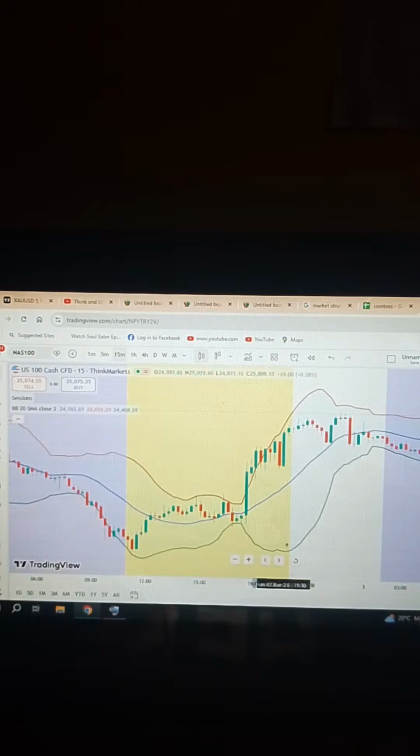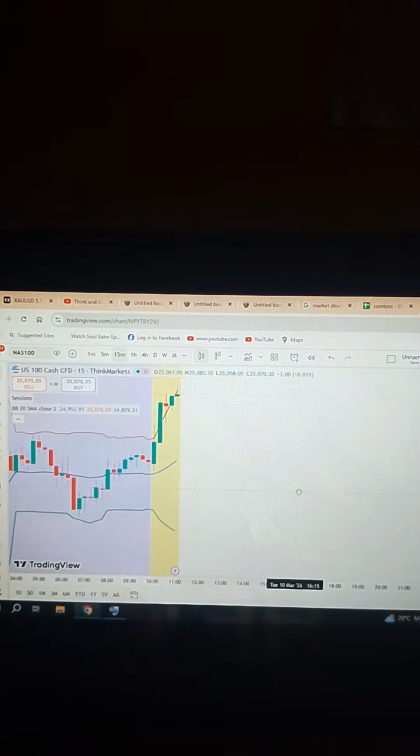You see, guys? So like today, what's happening today? It came up a little today. So if you are trading Nasdaq today and you entered sell there, you are trapped already. Just wait for where the market will close.